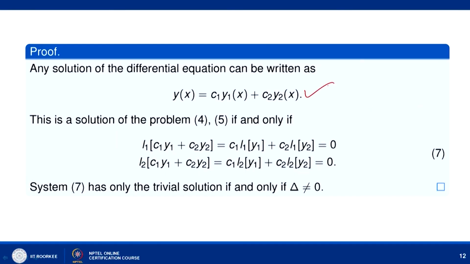So, we have the general solution. Now we can find c1 and c2 using the boundary condition. If you use the boundary condition, then L1 of c1 y1 plus c2 y2 is c1 L1 y1 plus c2 L1 y2 equal to 0.